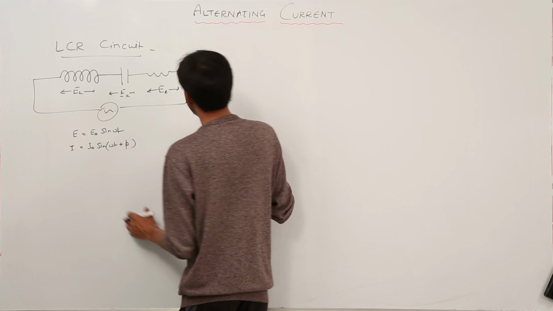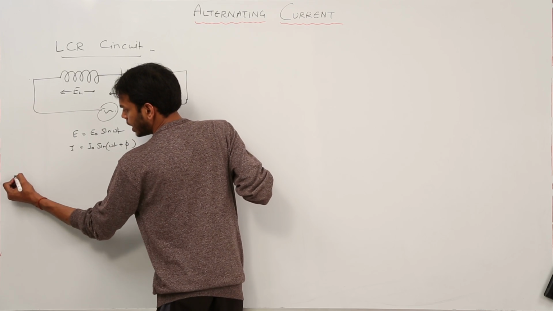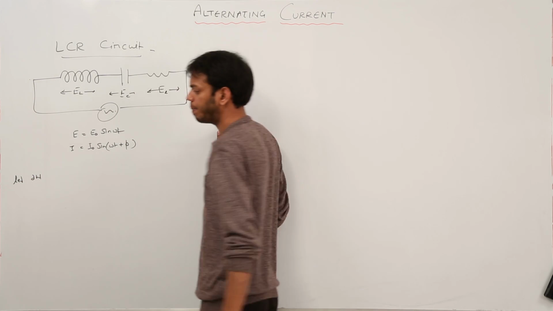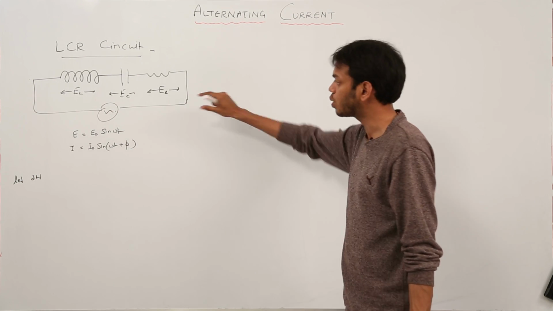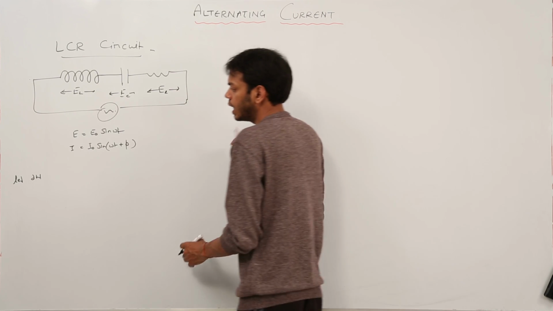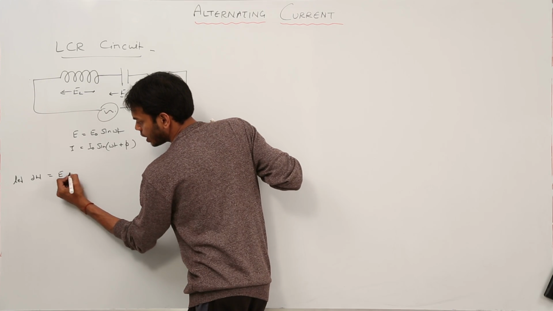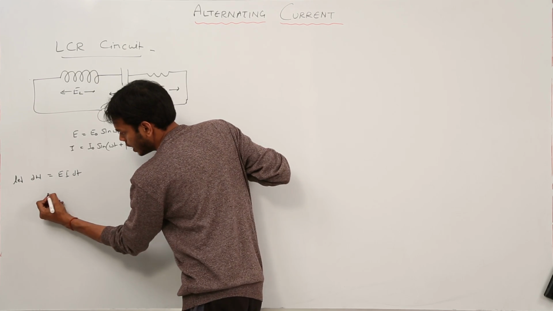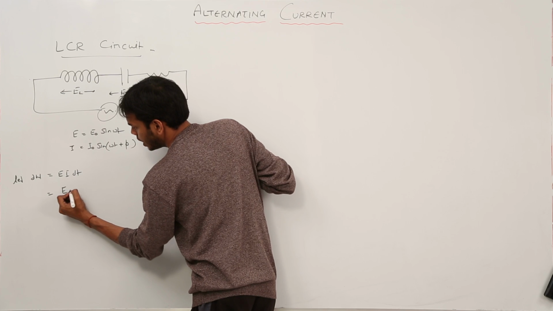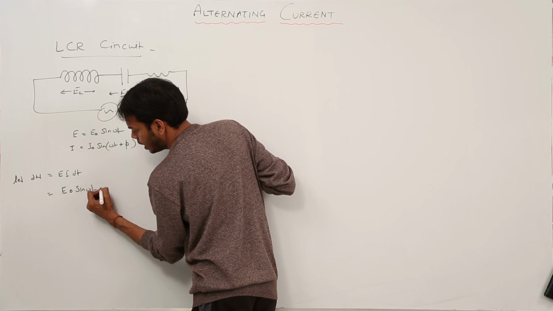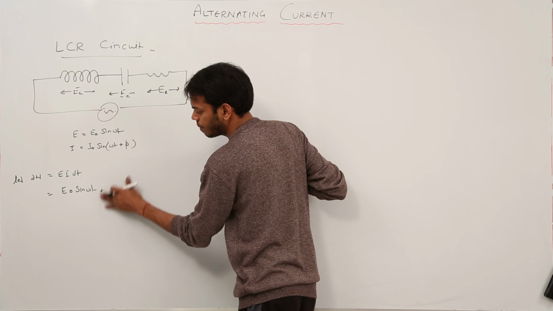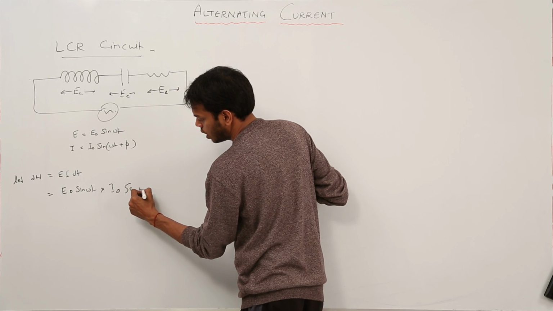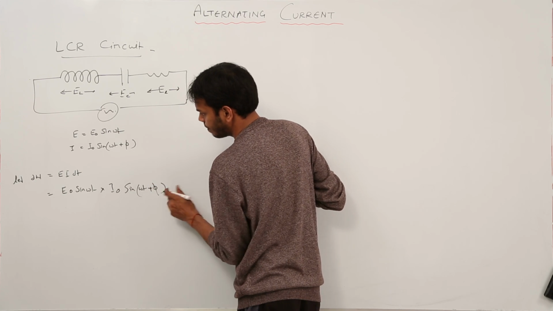Okay. Starting with the same equation, same point, that let dW be the small amount of work done by the source in small time interval dt, then dW will be equal to EI dt. Write that statement first and then start with this. Instead of E and I, I am writing E naught sin omega t into I, which is I naught sin omega t plus phi, right?